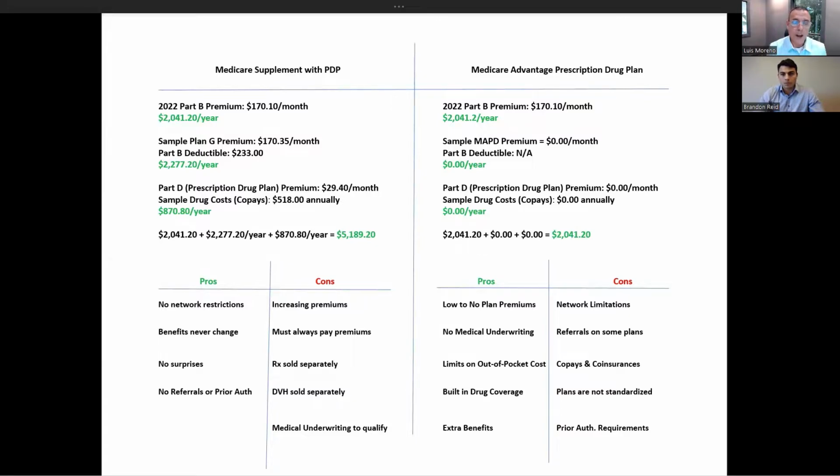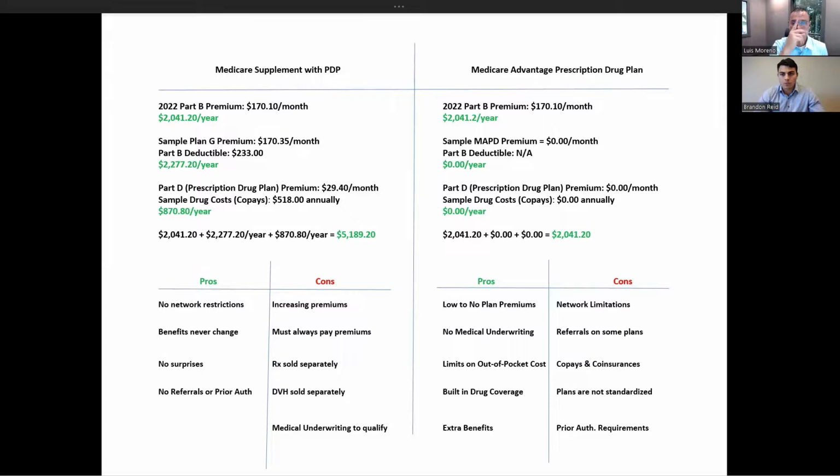You know that all you have to worry about is your Part B deductible, and that's it. Okay, after that Part B deductible, you're covered at 100%. No referrals, no prior authorizations. It's huge. Now, the negative side to this Medicare supplement side is premiums are going to increase. These are things you're going to have to deal with.